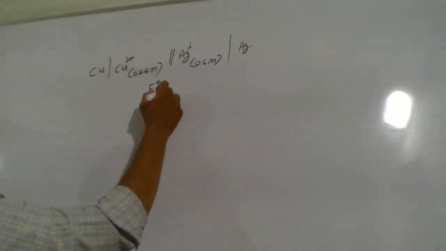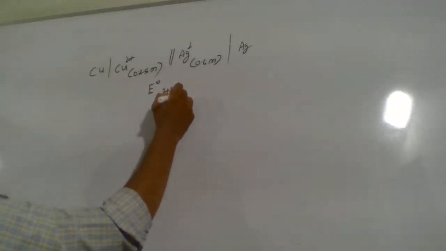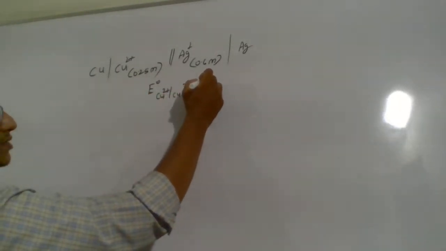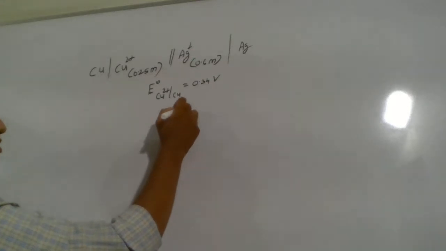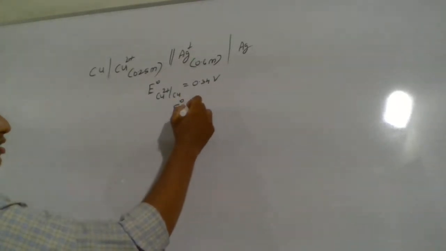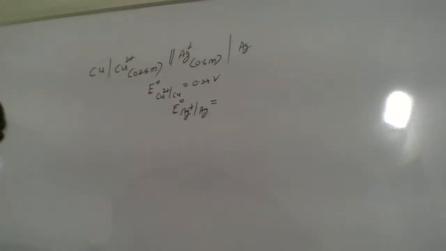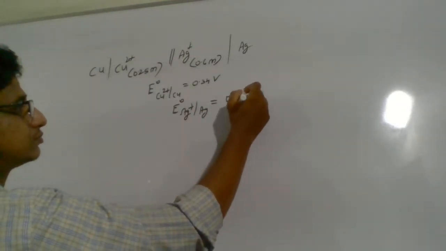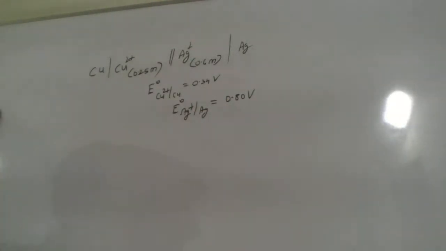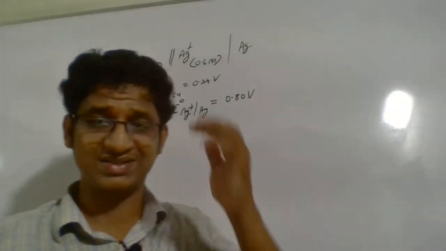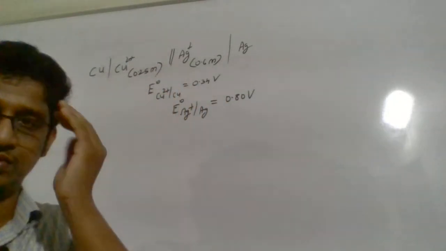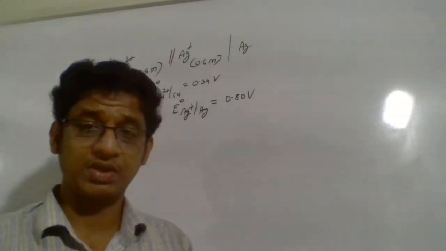The value E0 of copper is given, E0 of Ag is given. E0 of Cu2+/Cu is given, which is equal to 0.34 volt. E0 of Ag+/Ag is equal to 0.80 volt. These two values are very important to determine which is acting as an anode and which is acting as a cathode. Otherwise, you have to know the standard electrochemical series.